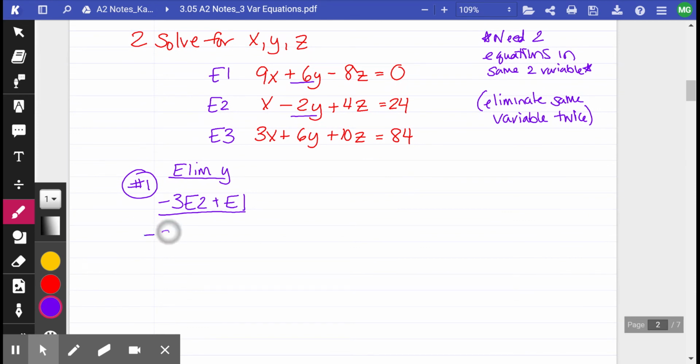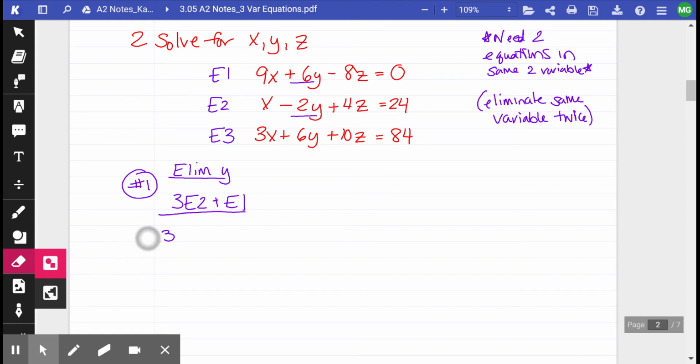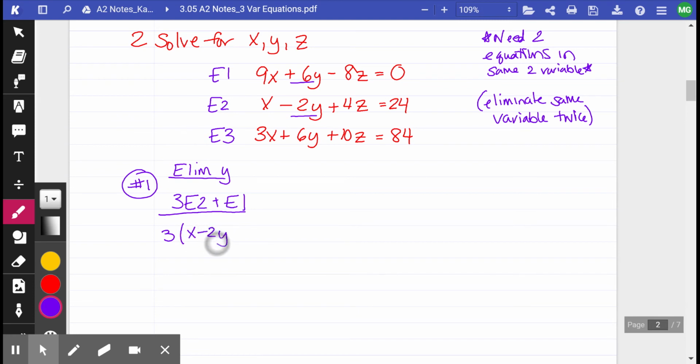So I'm going to take -3. Oh, sorry, we don't need a negative there. Just 3 because the 2 is already negative. So I'm going to multiply 3 times equation 2. Make sure you're careful with those z's. Sometimes they do look like 2's. So that's why I put my line through the middle there.